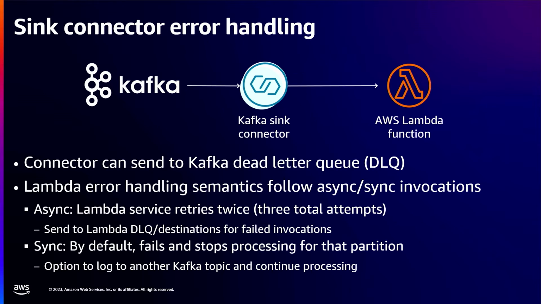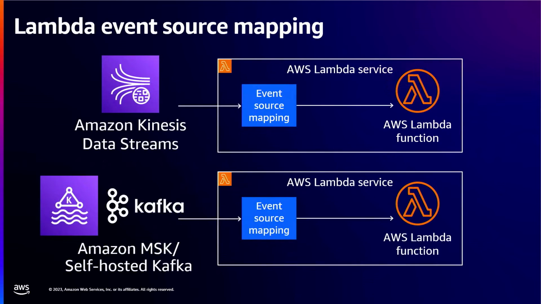This is something you configure in your Lambda function configuration to say if something fails, send it to, and I think it's SNS, SQS, EventBridge, or another Lambda function. That's another option you've got. So lots of options available for your error handling.